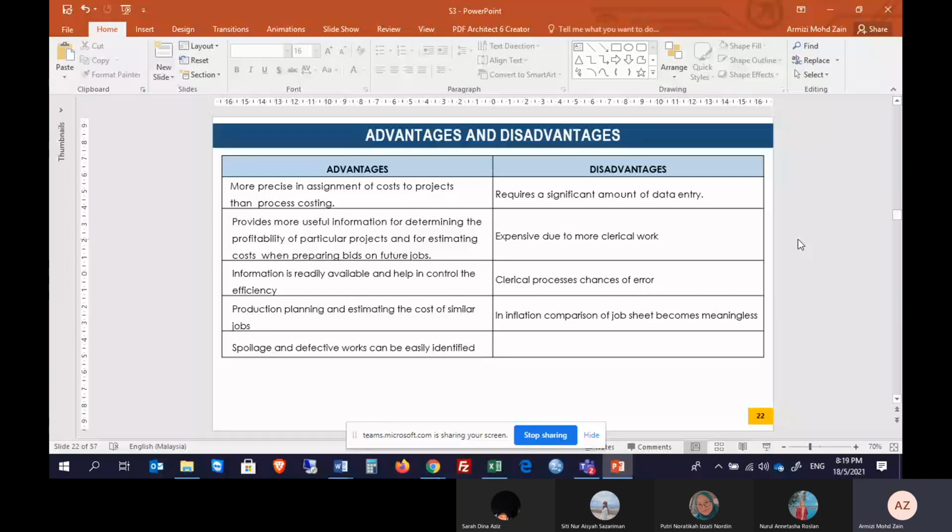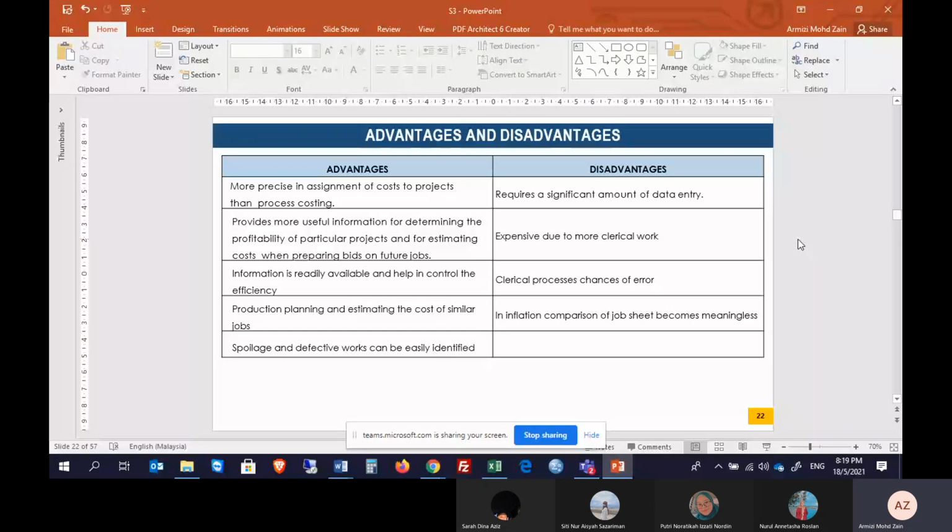Once you key in the cost for each client, if you have 10 clients, you have to divide the invoice into 10 and then charge each client accordingly. So it requires a significant amount of data entry because you have to enter 10 times, or divide the cost into 10, and then key in to their respective job sheet. And then it is expensive due to more clerical work.